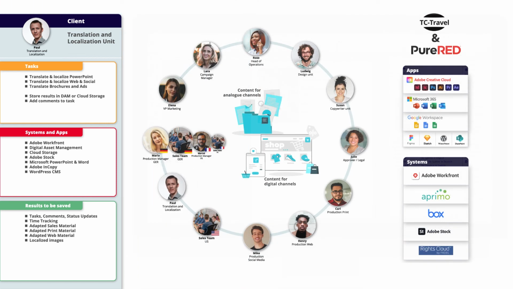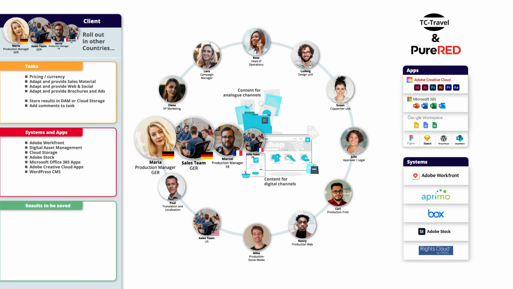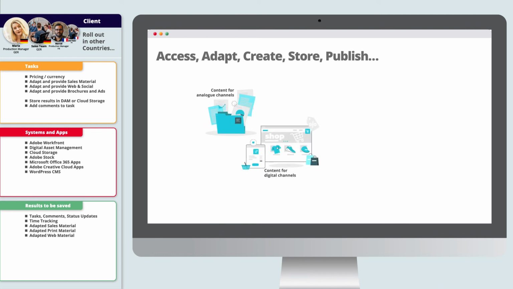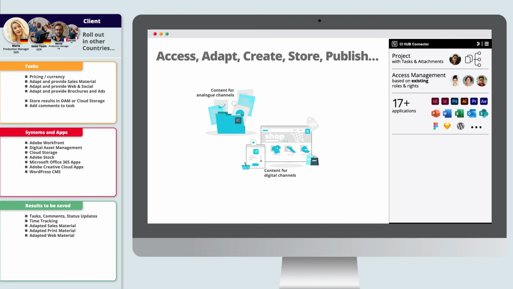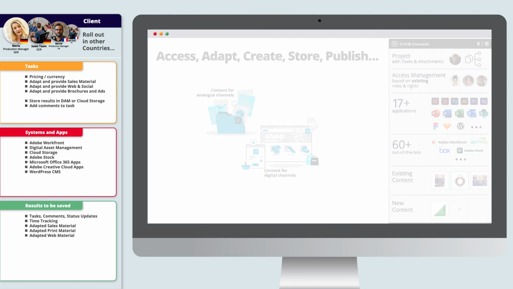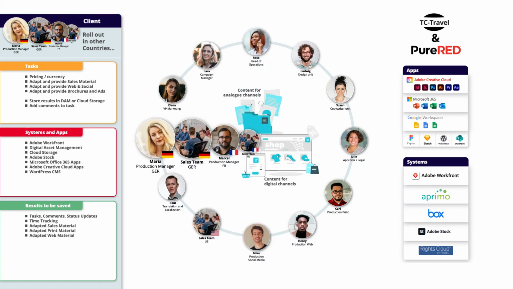Let's take a look at the rollout in other countries. The individual departments can access, adapt, create, store and publish the pre-produced content. The images in the layouts are linked to the originals in the DAM and cloud storage systems. Even images and videos coming from Adobe Stock are linked in the document. This makes content production easy and shortens the time to market significantly.